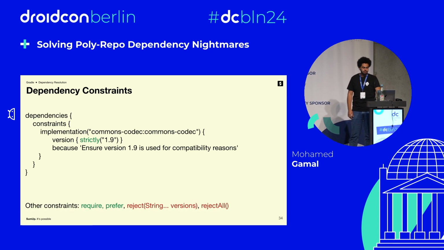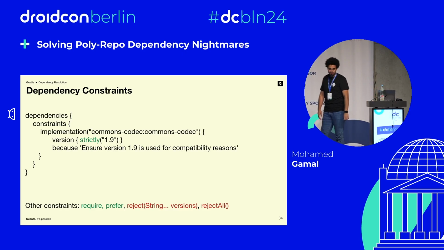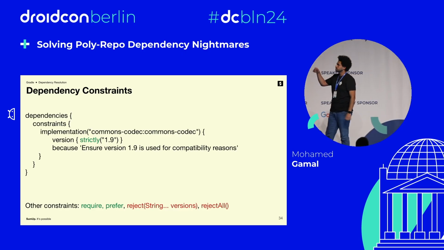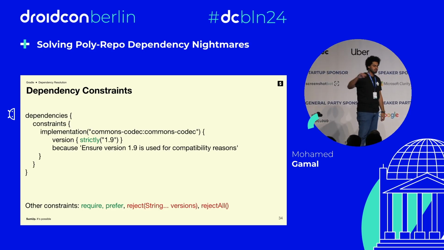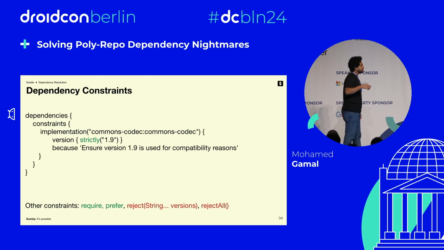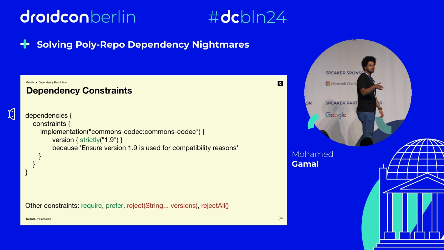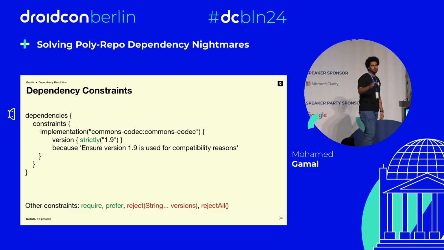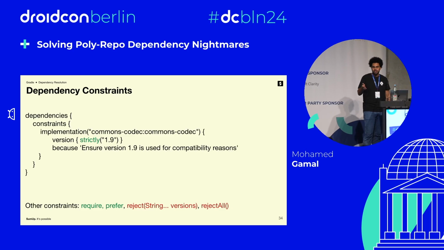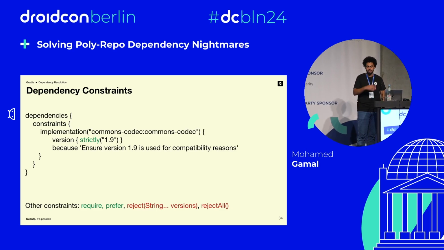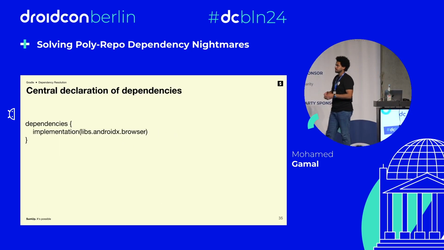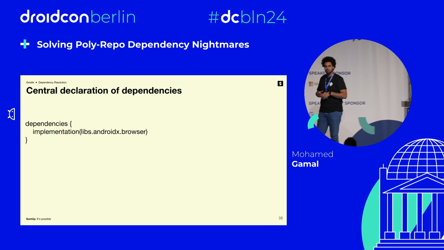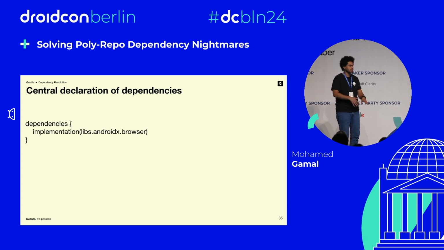There are also other options that you can use other than strictly. There is require. Whenever you put it, it will use the version that you put, and any higher versions, that's not a problem. Prefer is like, if you found 1.9, cool. If you didn't find it, I'm also fine with that. Reject rejects a set of versions, and reject all will reject the dependency in general. You don't even need to specify a version. So that helps us understand a little bit how to force dependencies or how to apply the versions that we really want to our project.